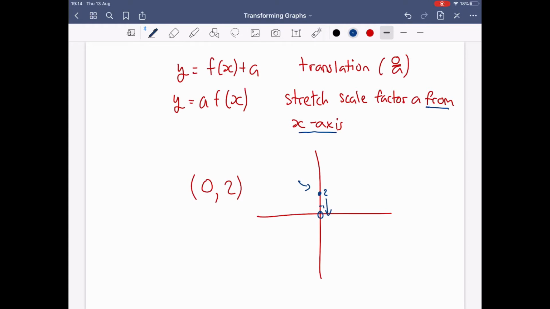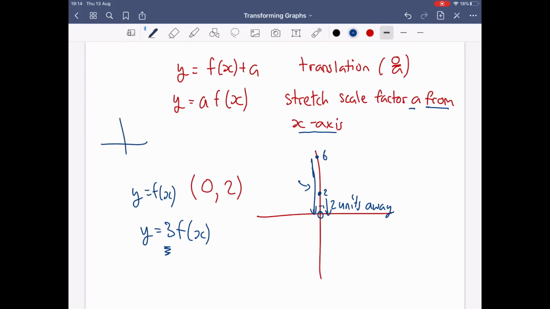Now, let's say this was our point of y equals f of x. Now we're told y equals 3 f of x. What you do here is you stretch scale factor a. So when it has a scale factor, you multiply by that. So if it was 2 units away, you multiply that by 3. And what is 2 times 3? 6. So this becomes 6 units away. So it goes here, where it's 6, because it's 6 away from 0.